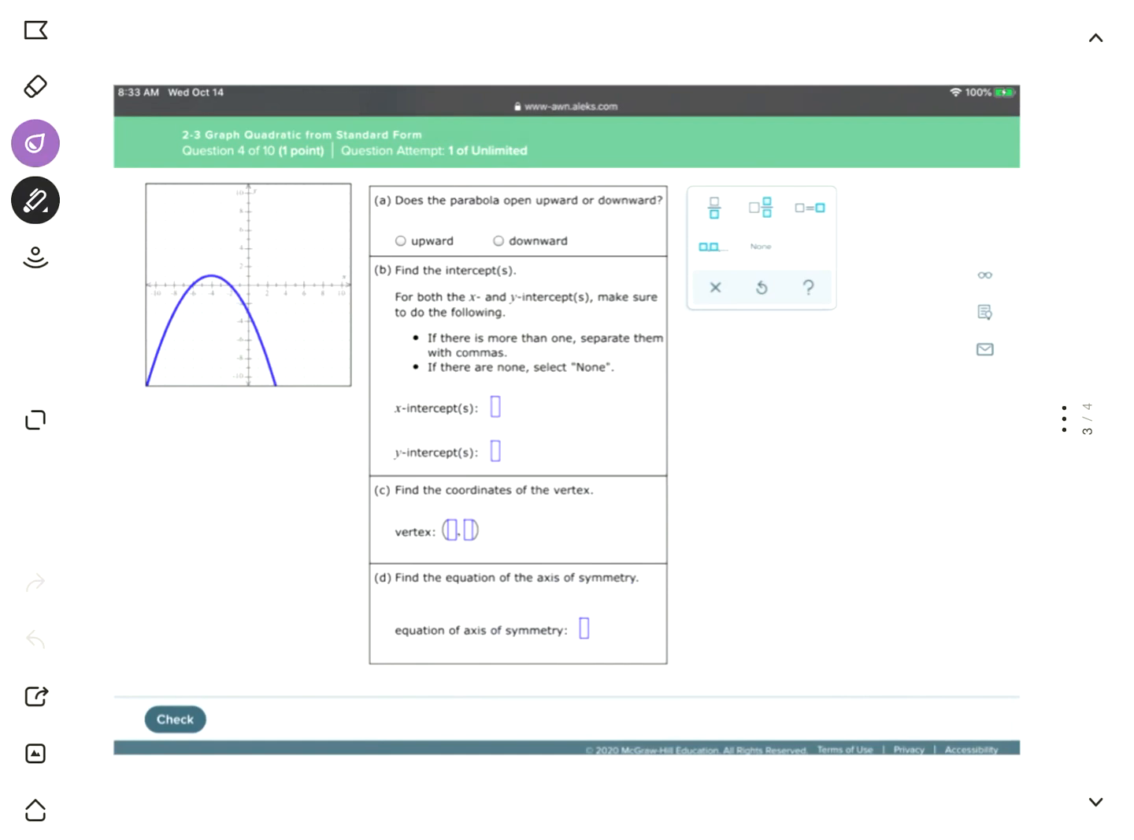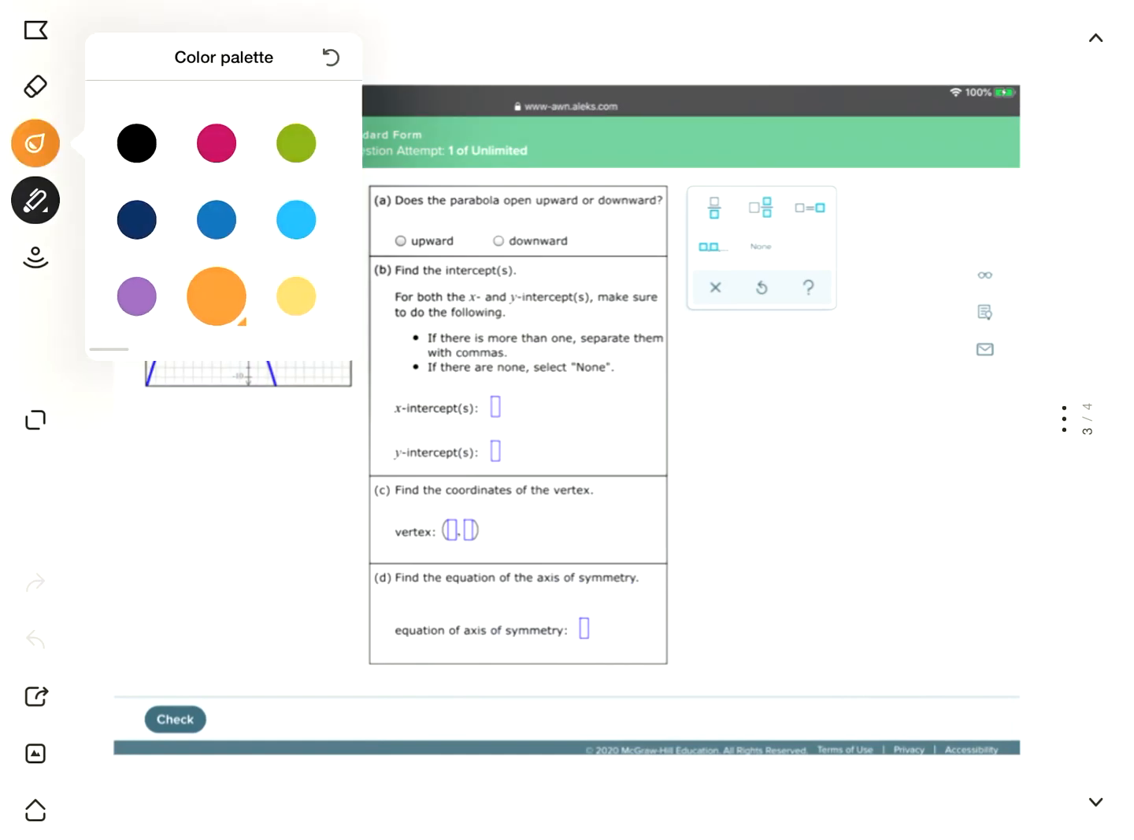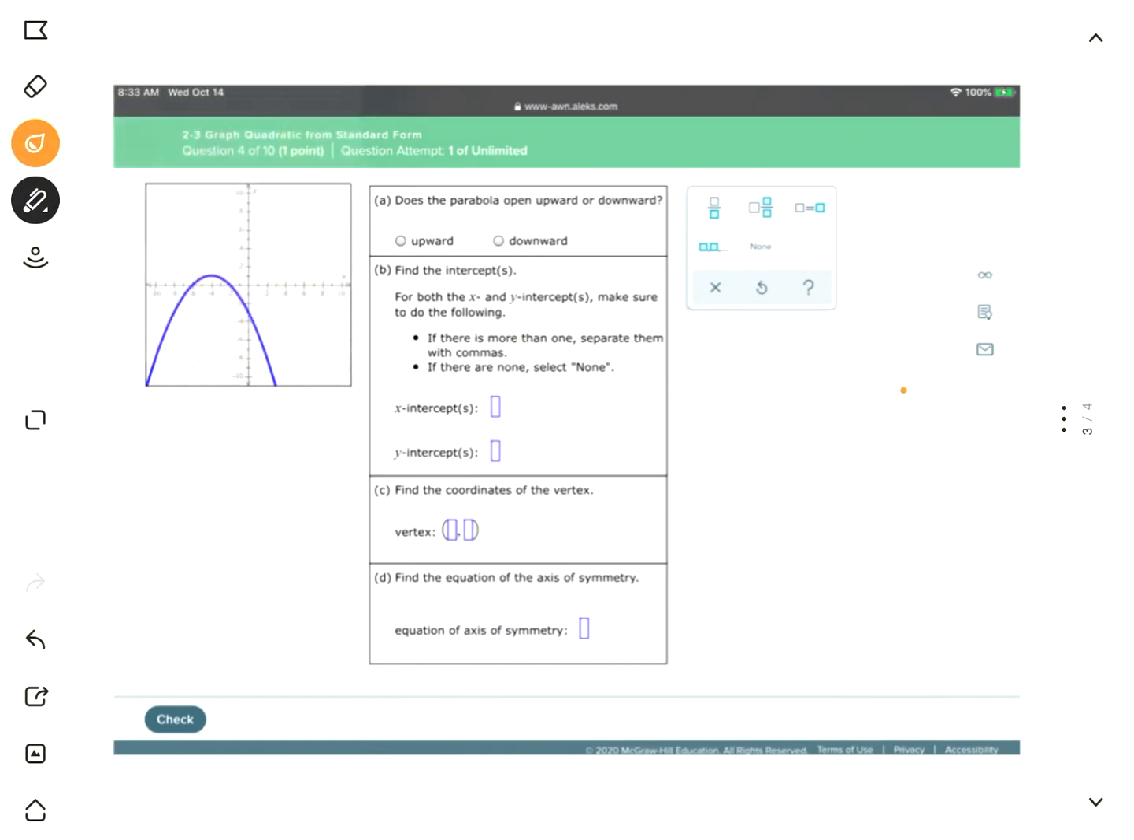Okay, this one is pretty similar as well. So we're looking at the graph this time though, and they're asking us to answer the questions. So for this one, does the parabola open upward or downward? If we look at our parabola, it definitely opens downward.